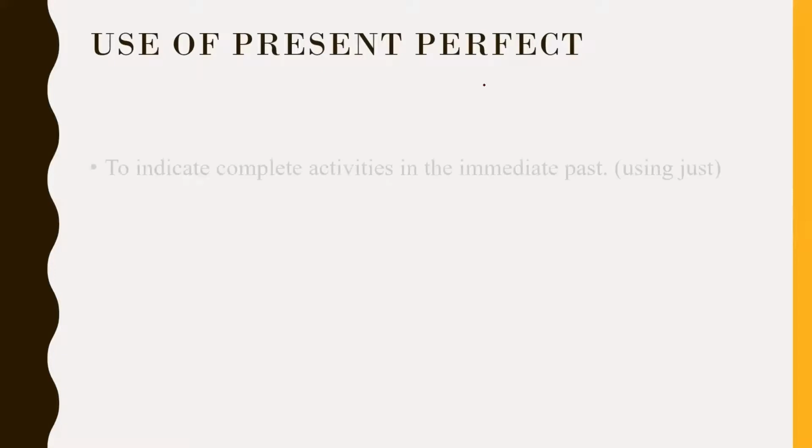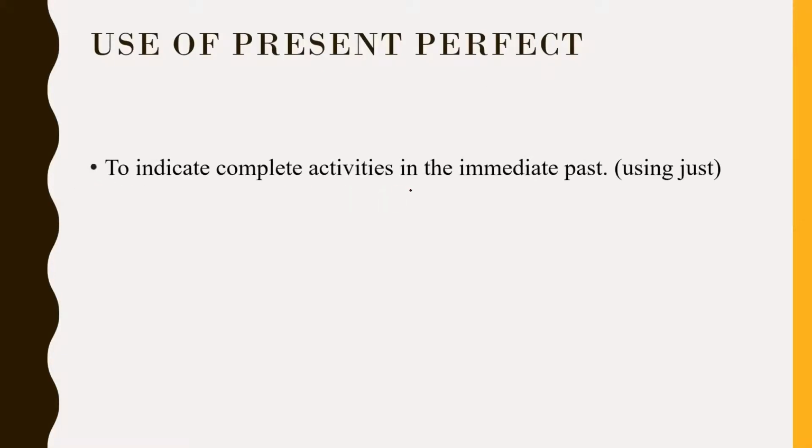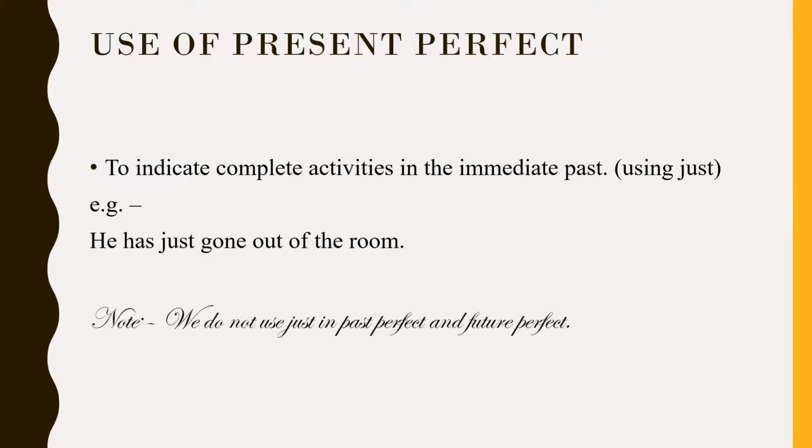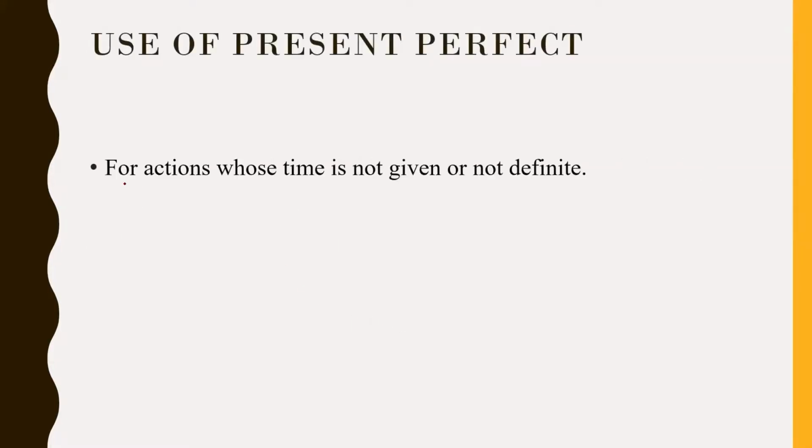Use of present perfect. To indicate complete activities in the immediate past, using just. Example, he has just gone out of the room. Note, we do not use just in past perfect and future perfect. Second, for actions whose time is not given or not definite. Example, I have had my breakfast.